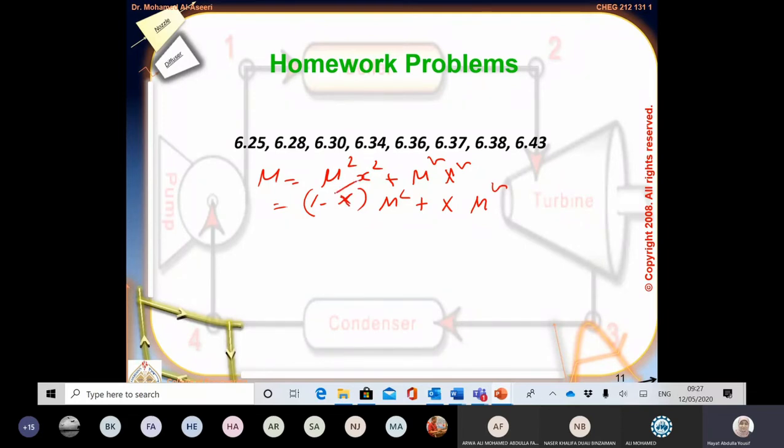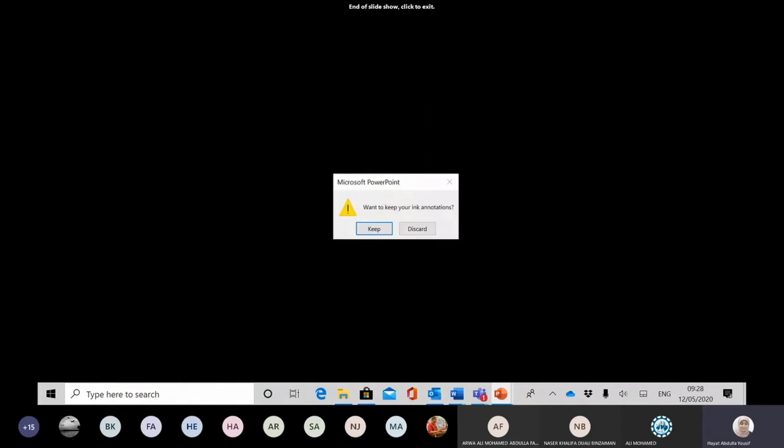So all I did is just replacing X liquid by 1 minus X. This is what I did. In the question, that M here is the specific volume. So the specific volume is 1 minus X into the specific volume of liquid plus X into specific volume of vapor. So this is how it is.